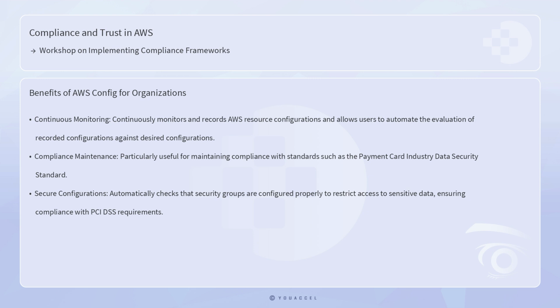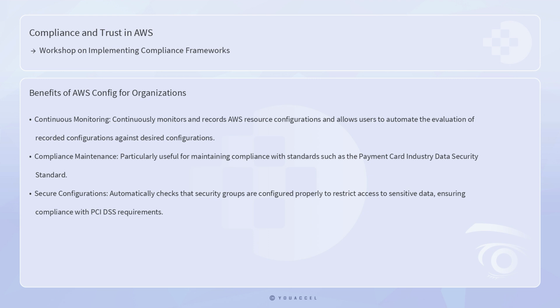Furthermore, AWS Config is a service that helps organizations assess, audit, and evaluate the configurations of their AWS resources. It continuously monitors and records AWS resource configurations and allows users to automate the evaluation of recorded configurations against desired configurations. This service is particularly useful for maintaining compliance with standards such as the Payment Card Industry Data Security Standard, which requires organizations to maintain secure configurations for all system components.